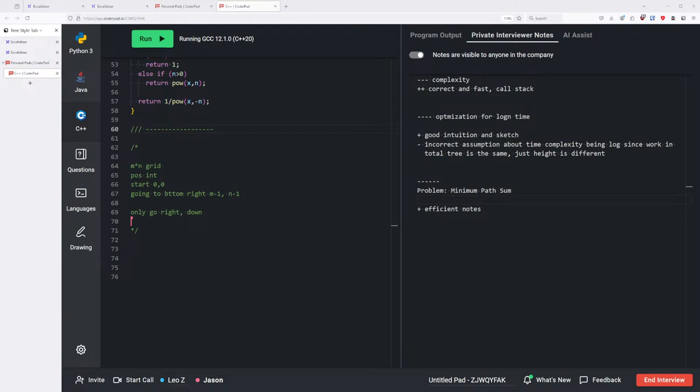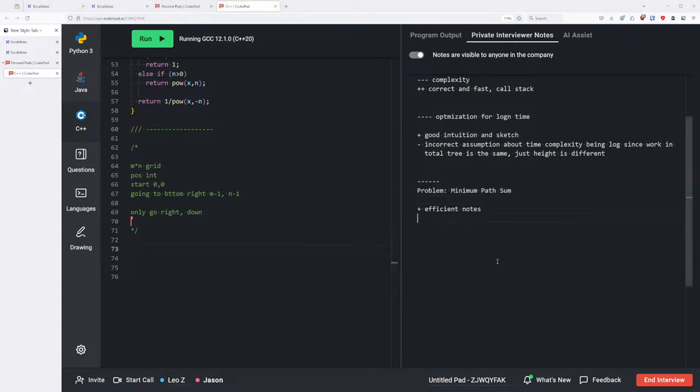I think the brute force way to solve this problem is to literally compute all the possible paths and then just choose the one with the lowest sum, right? Because you said we want to minimize the sum.